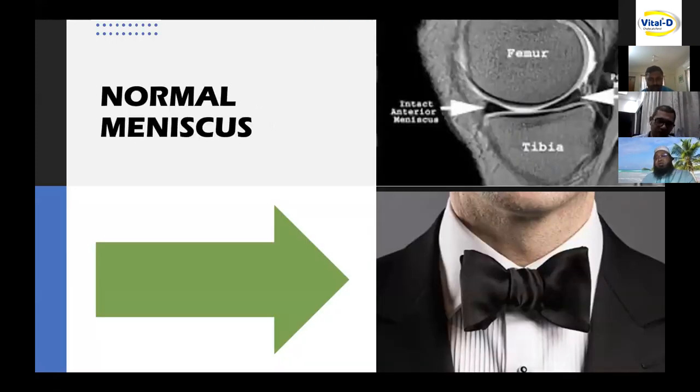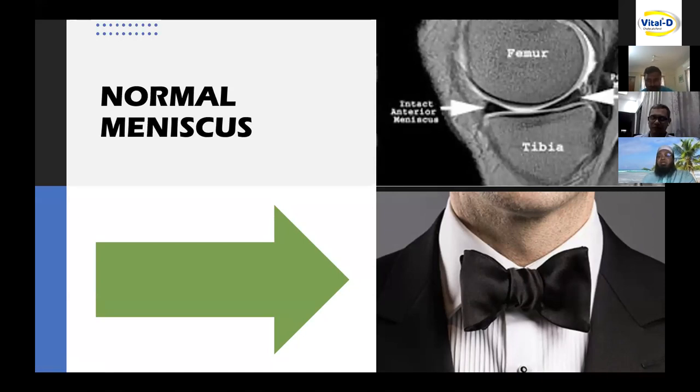Before going to the abnormal meniscus, we would like to know the normal meniscus configuration. You can see here, this is the upper femur, and it is protruded posteriorly. So this is the posterior part of the meniscus, and this is the anterior part of the meniscus. And this is the tibia, and the cut section of this tibia is the champagne glass shape.